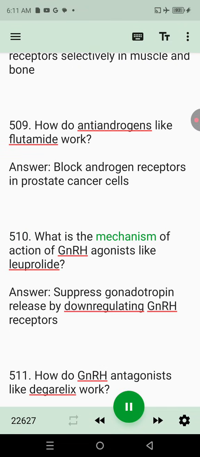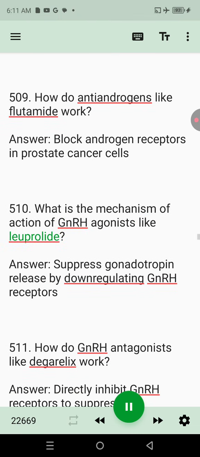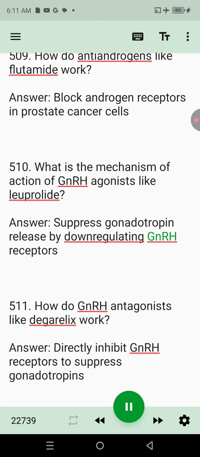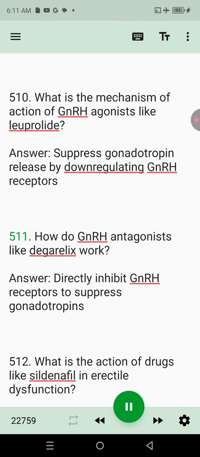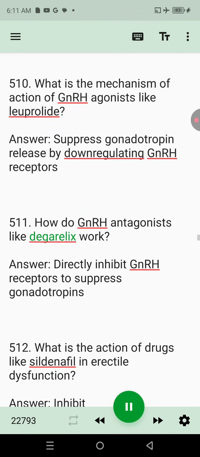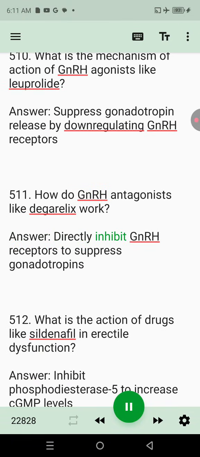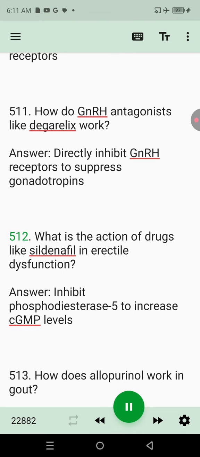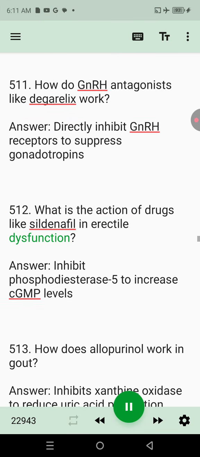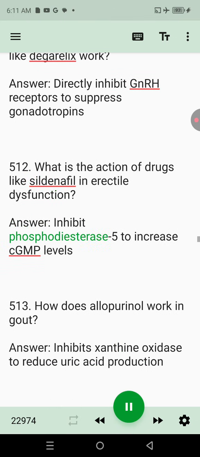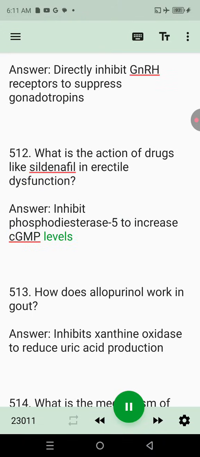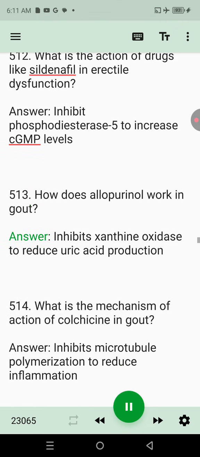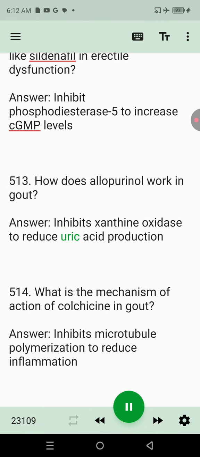510. What is the mechanism of action of GnRH agonists like leuprolide? Answer. Suppress gonadotropin release by down-regulating GnRH receptors. 511. How do GnRH antagonists like degarelix work? Answer. Directly inhibit GnRH receptors to suppress gonadotropins. 512. What is the action of drugs like sildenafil in erectile dysfunction? Answer. Inhibit phosphodiesterase 5 to increase cGMP levels. 513. How does allopurinol work in gout? Answer. Inhibits xanthine oxidase to reduce uric acid production.